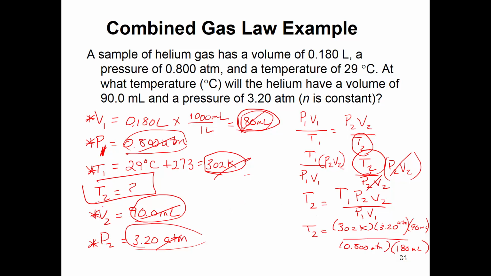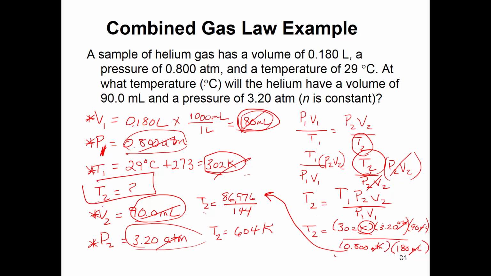Now, make sure that you pay very close attention to your math on this. When I have multiple things to multiply and divide, what I typically do is multiply everything on the top and everything on the bottom. So when I do that for this problem, I get 86,976 divided by 144. And then I don't make a mistake with my parentheses and all that. So I get a T2 of 604 K. And I can go back and say atmospheres, atmospheres, milliliters, milliliters, K is my unit.